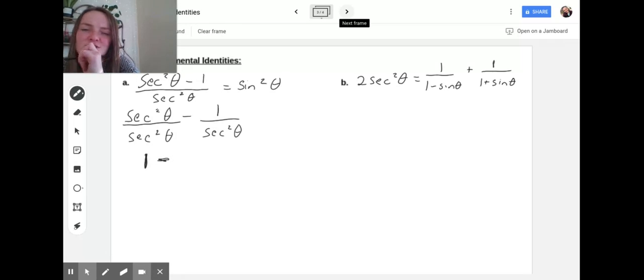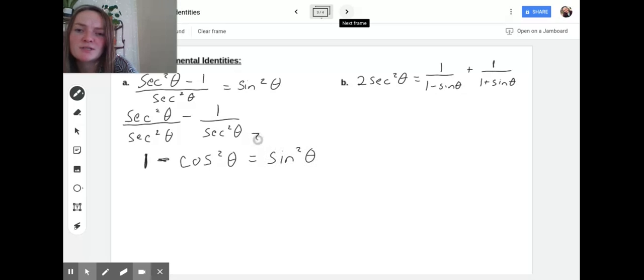And let's think about my reciprocal identities for a minute. Reciprocal identity tells me that 1 over secant is cosine. So 1 over secant squared has got to be cosine squared. Okay, all right. This is kind of looking a little bit better.